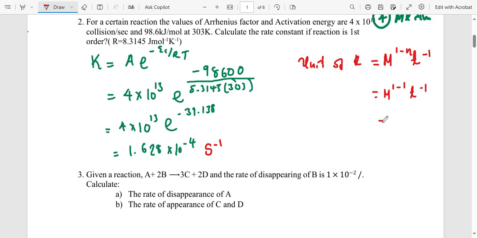1 minus 1 is 0. So m to the power 0, the answer is 1. So it just remains time to the power negative 1. So time can be in anything. It can be hours, days, years, seconds, just like that.